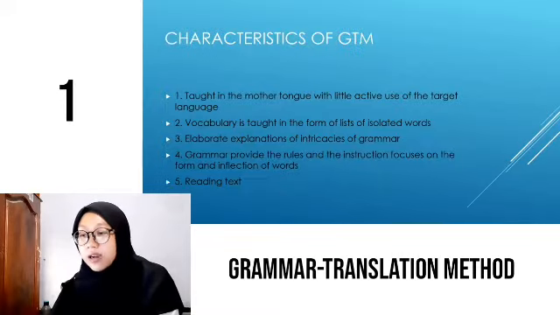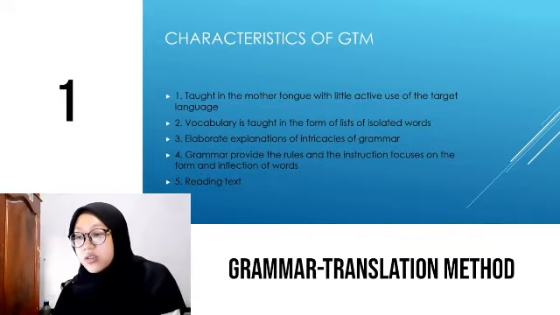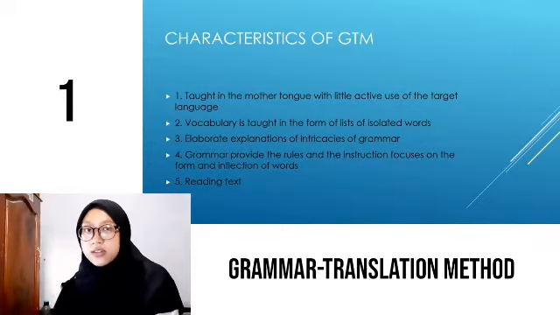There are some characteristics of this method. First, classes are taught in the mother tongue, with little active use of the target language. In the process of teaching English in Indonesia, the teacher uses Indonesian in his or her instruction.